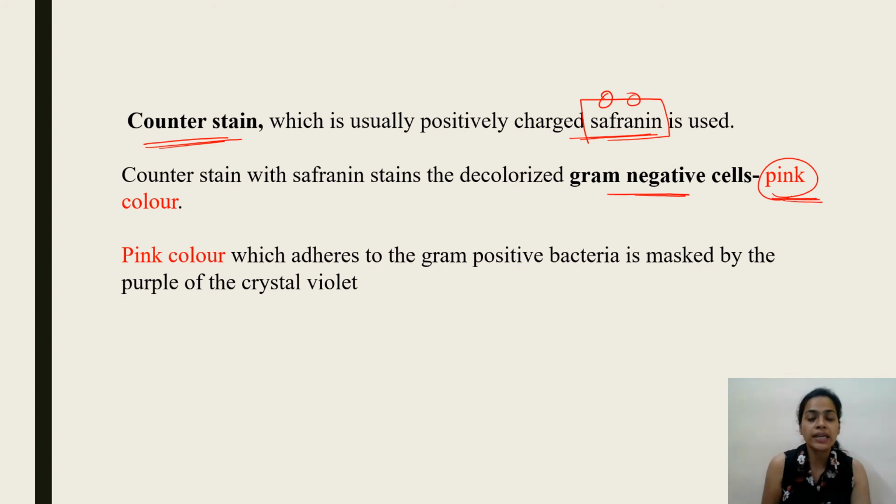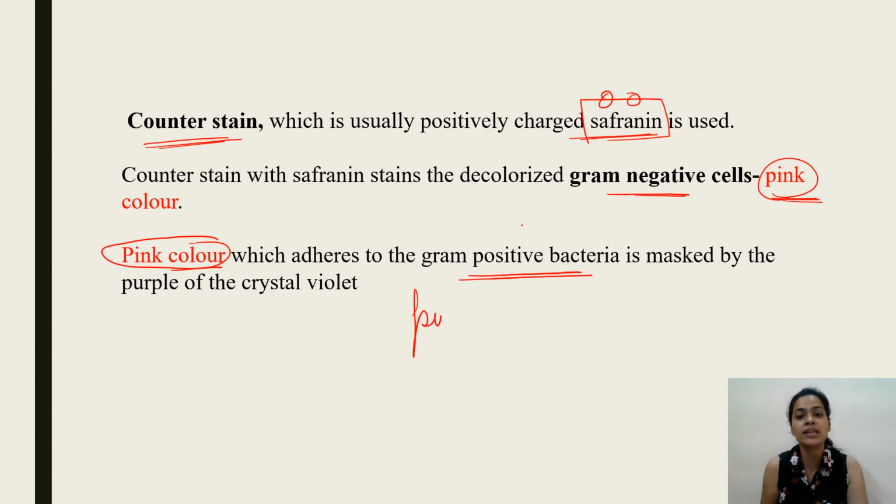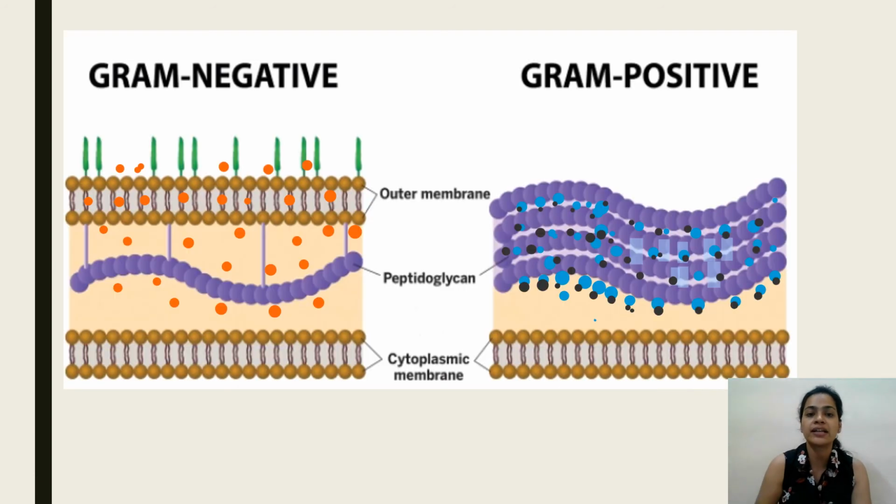But in the case of the gram positive bacteria, because the CV and I complex is still there, the pinkish color of the safranin dye will be masked by this purple color, or we can say the bacteria will not take up the color of the safranin dye and will still remain purple. So after addition of the counter stain, gram negative will become pinkish and gram positive will still remain purple. You can understand here.